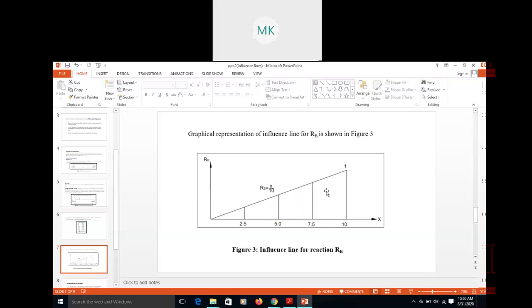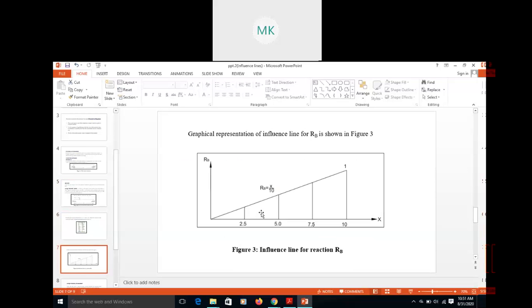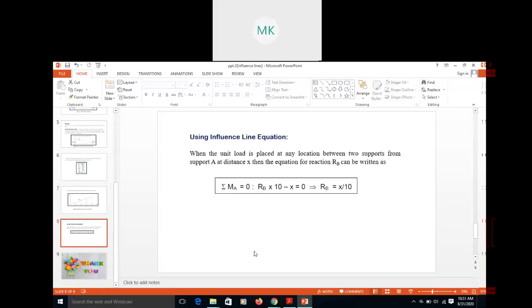Here you see. Any doubt in these steps? Please respond. No, sir. Are you able to get this? Yes, sir. Fine. Is it okay? Yes, sir. I think it's very easy. You just need to calculate the reaction. Okay, fine. What is our next step? Using the influence line equation, we will discuss that next.